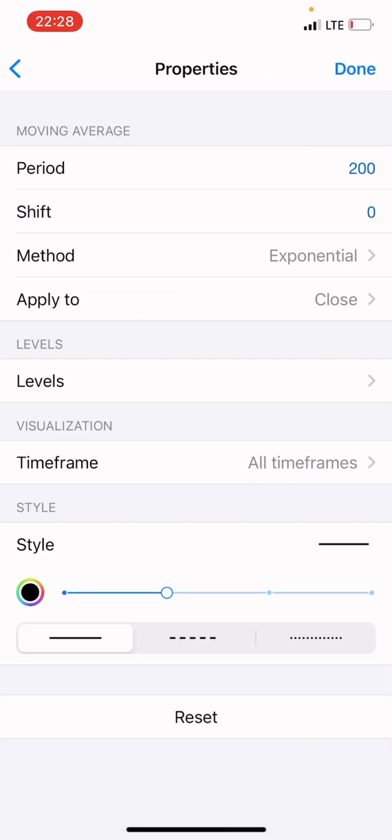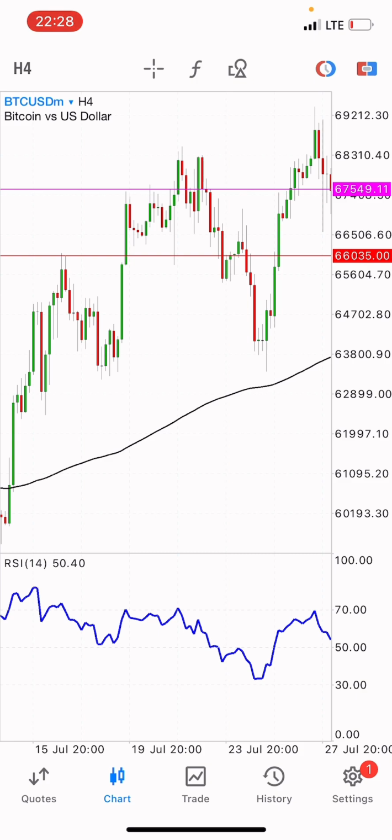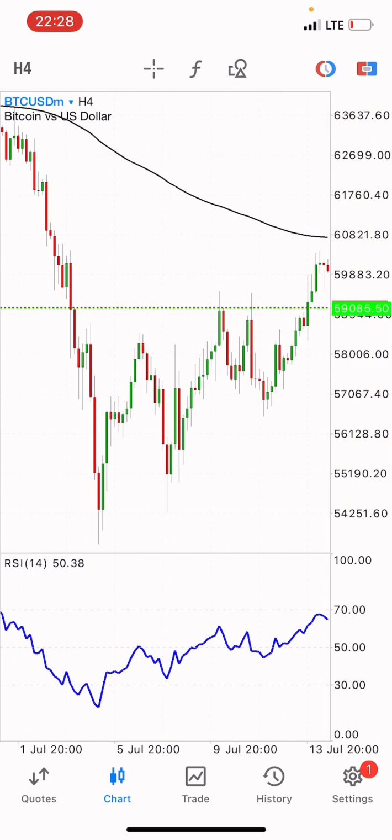So the period should be 200, the shift should be 0, the method should be exponential, and then you apply to close. Levels, leave the levels the way it is. Time frame, all time frames. Then you should just choose a black color, since it's just one single moving average we'll be using for this strategy, and just make it bold so it's very visible on your chart. Okay, and when you're done, you just click on done, and you have it on your chart like this. This is how the 200 moving average should be.